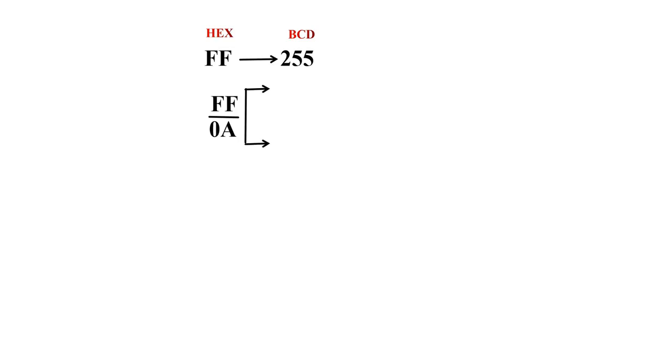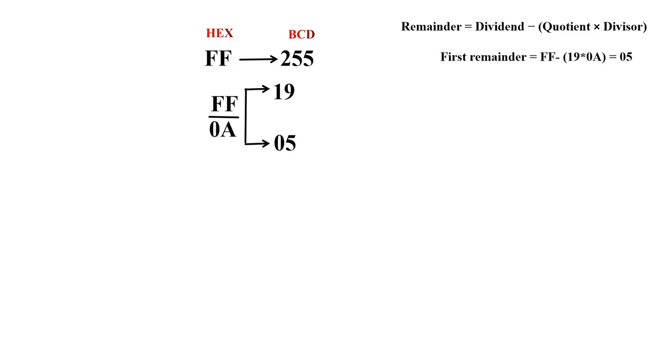When we do the division, we'll be getting the quotient and the remainder. The quotient is 19 and the remainder is 05. How do we get this remainder? By using this formula, that is remainder is equal to dividend minus quotient into the divisor.